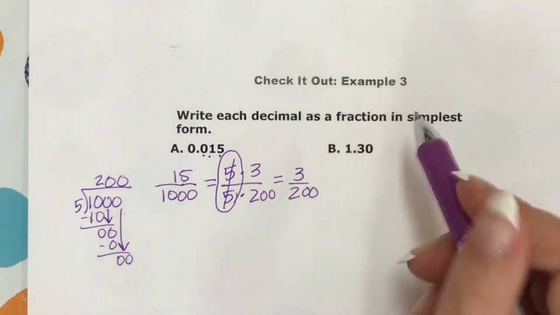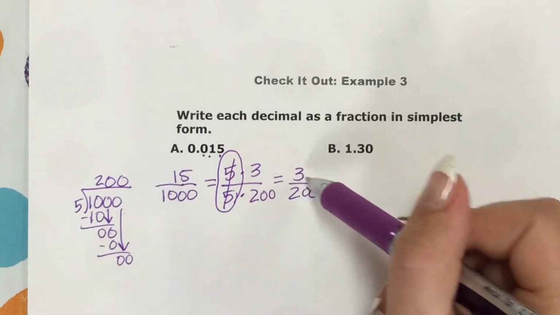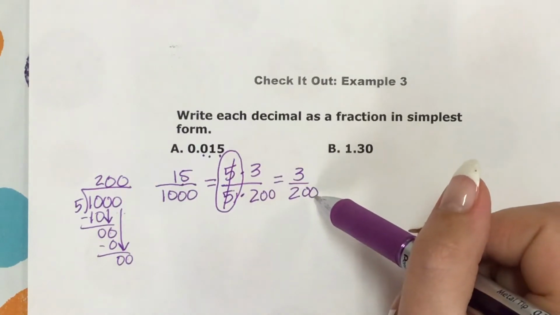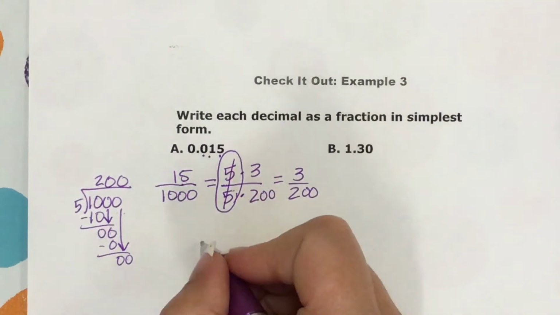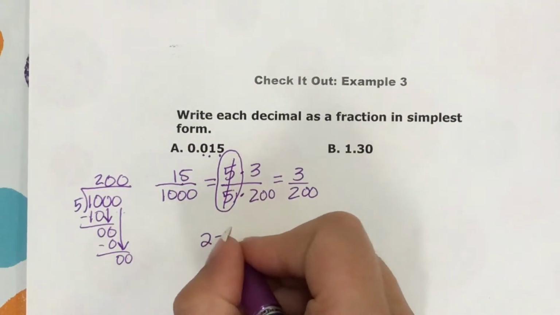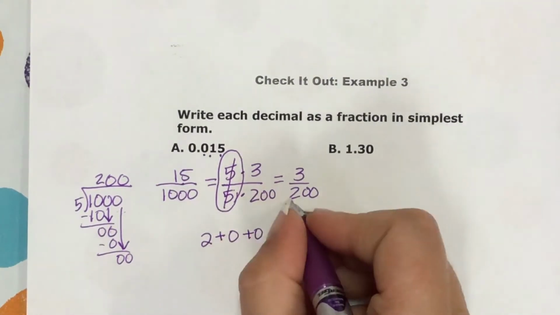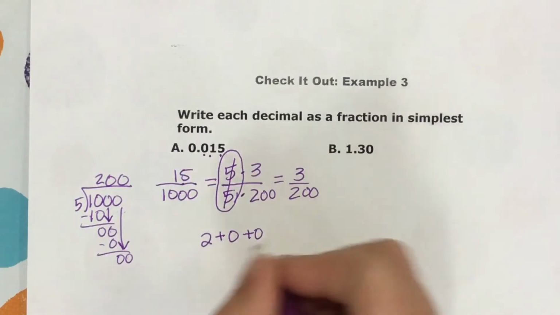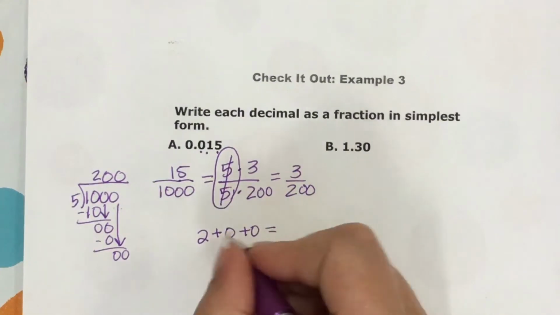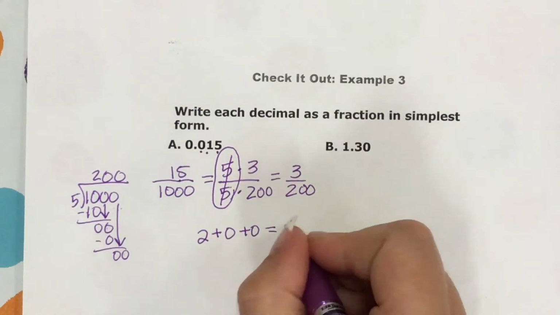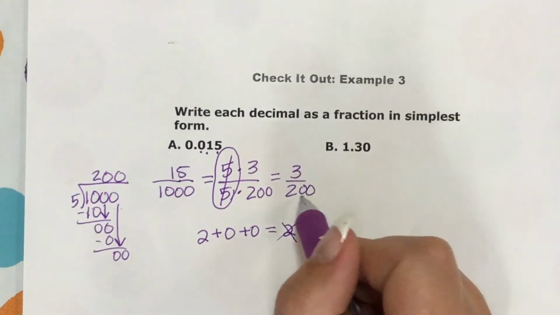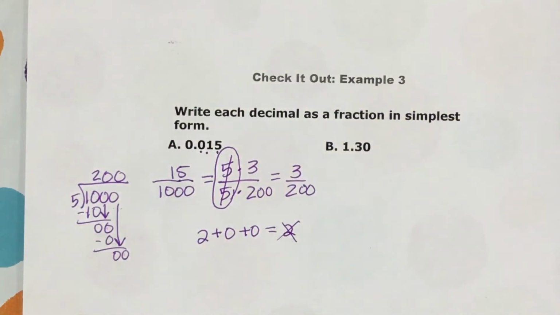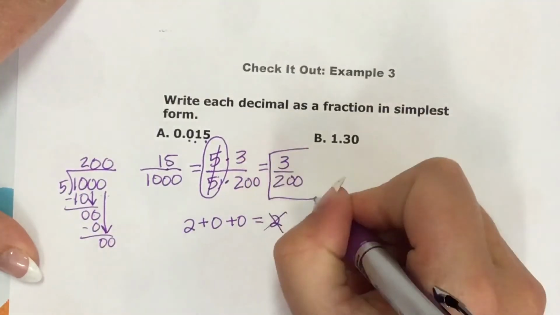And so I want to say, hey, I know that 1 and 3 go into 3. Does 3 go into 200? And remember, the easy way to figure out if a number is divisible by 3 is you add up all the digits. 2 plus 0 plus 0. What is 2 plus 0 plus 0? Well, 2 plus 0 is 2 plus 0 is 2. And is 2 divisible by 3? No, it is not. So that means that 200 is not divisible by 3. So this is in simplest form right here.